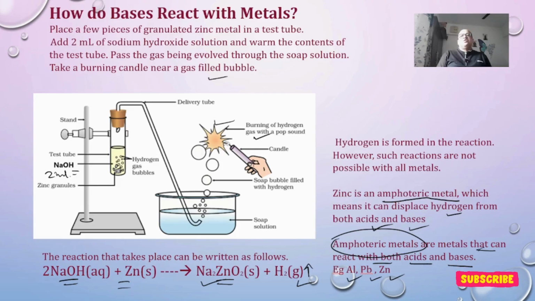So students, I am sure you have understood today's topic of how the olfactory indicators are used, and how the metal reacts with acid, and how we have seen zinc reacts with base, and what you understood by amphoteric metals.